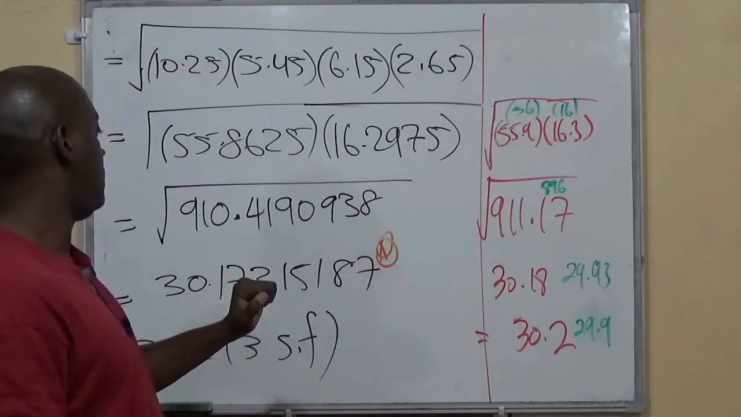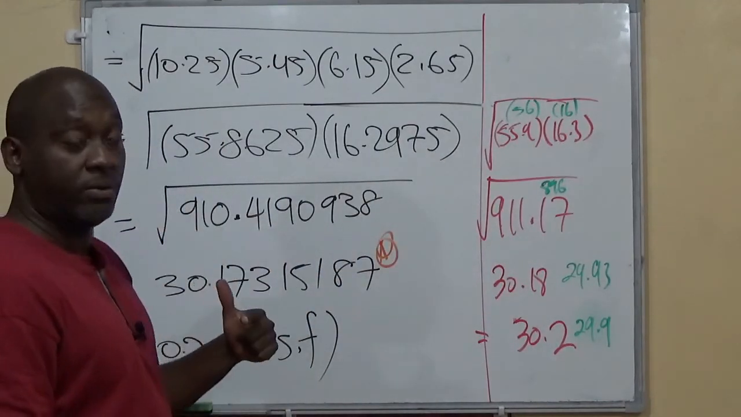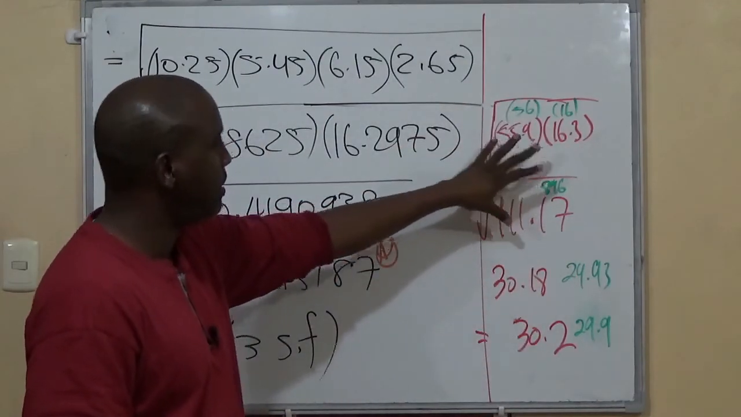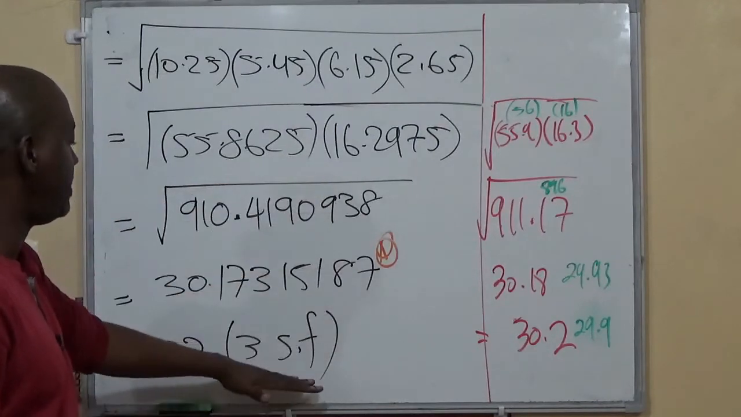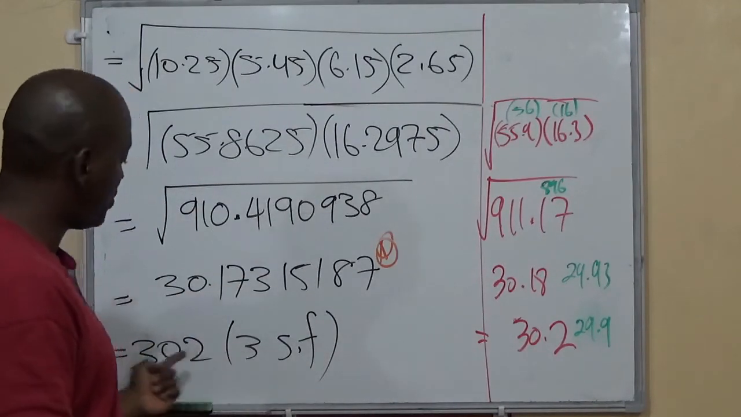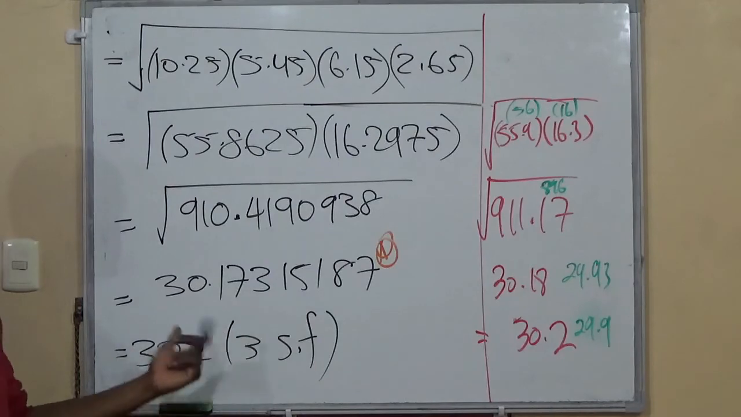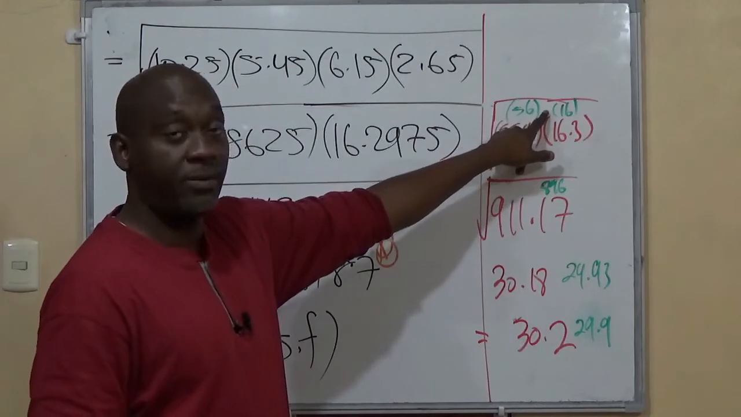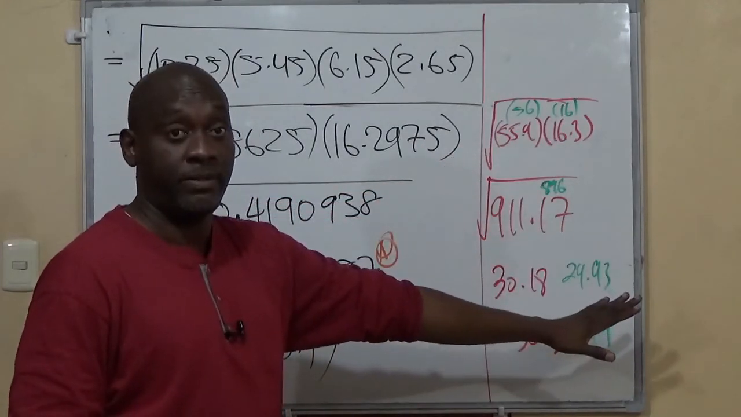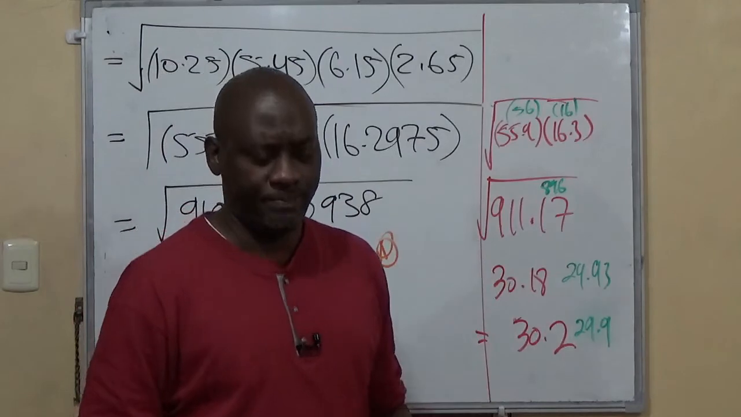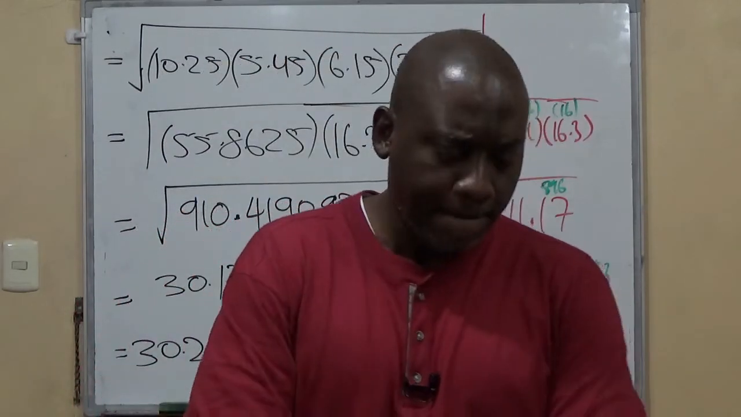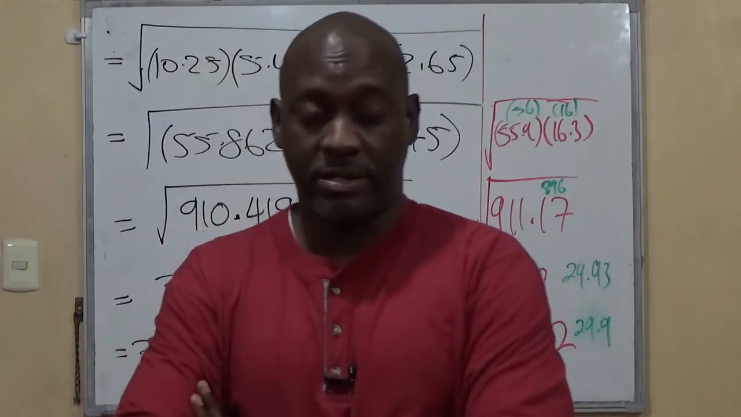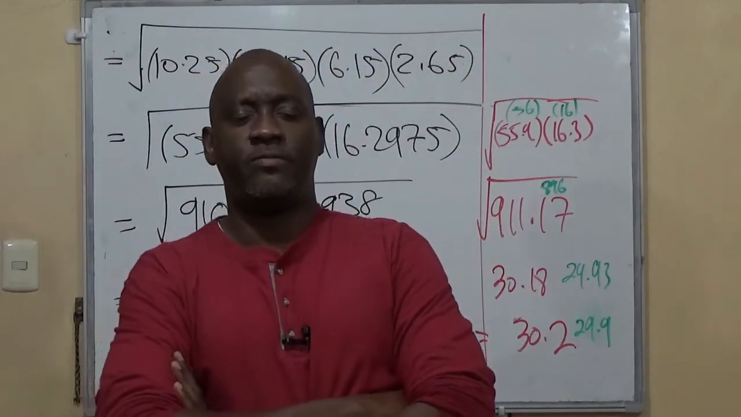But as a general rule, don't shorten your working. You write it out and you round off at the very end. That way you're sure that it is 30.2 to three significant figures. You're more sure than you would be over here. And if you get even lazier and go with the whole number as well, that's not even worthy of consideration.